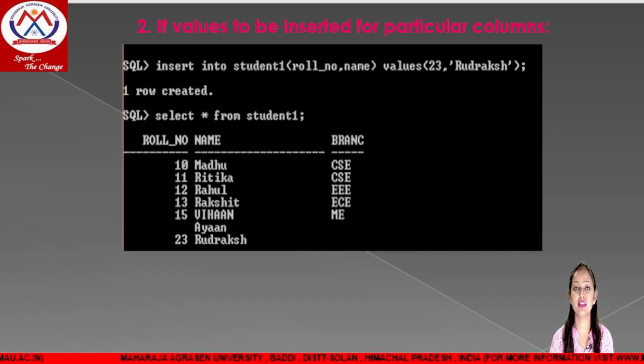So when we run this command, Ayan will be entered under the name attribute because we have not entered any other details.